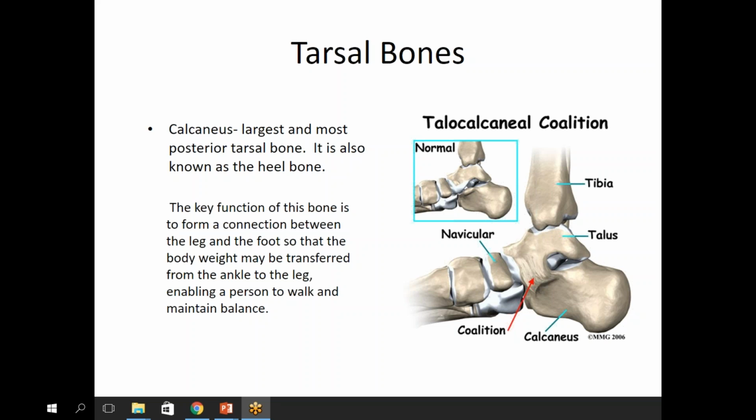I don't think that's as pertinent. You guys have studied enough anatomy, and there's plenty of resources if you wanted to memorize the bones. I'd rather get into the function of things, to be honest with you. But the key function of the calcaneus is to form a connection between the leg and the foot. This is like the saddle where the tibia and fibula come on down and they anchor on top of the calcaneus and the talus. The talus is like the main shock absorber.